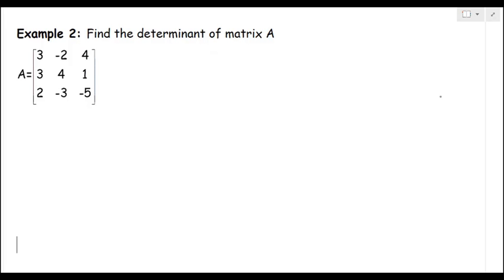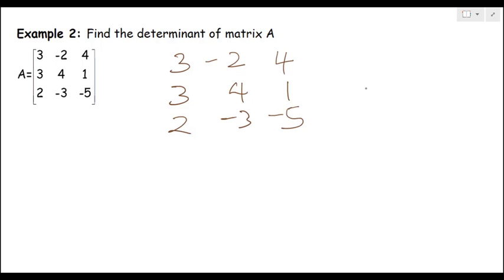A is 3, minus 2, 4, 3, 4, 1 and 2, minus 3, minus 5. We write the 3 by 5 array, that is 3, minus 2, 4, 3, 4, 1, 2, minus 3, minus 5. We repeat column 1 and column 2 to get 3, 3, 2, and minus 2, 4, minus 3.